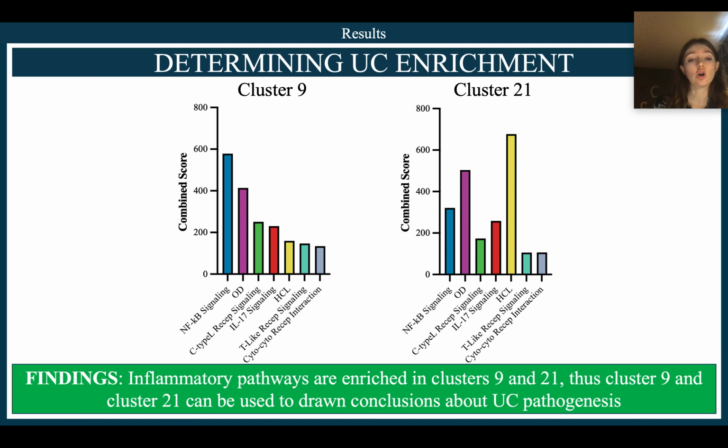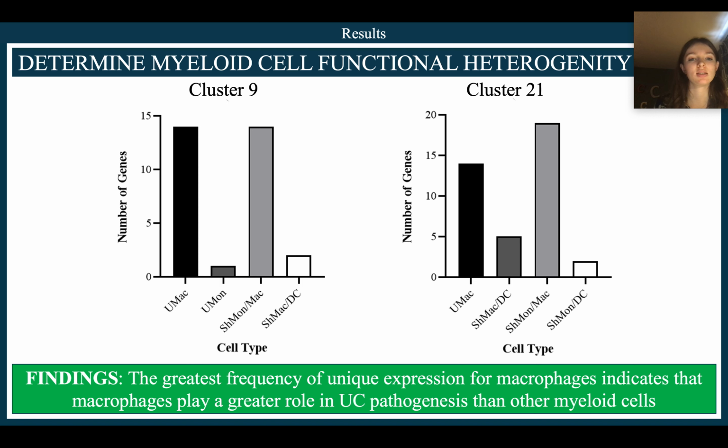To further confirm that these two clusters could be used for my investigation, I performed pathway analysis, and inflammatory pathways associated with ulcerative colitis were enriched in both of these two clusters, which indicates that both of these two clusters can be used to draw conclusions about UC pathogenesis.